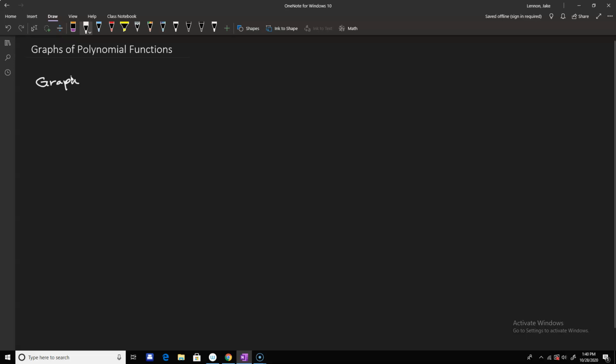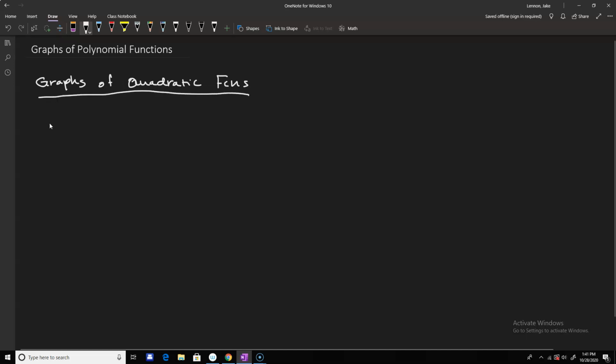So remember, a quadratic function is just a degree 2 polynomial. So let's say, given f of x equals ax squared plus bx plus c. The following is known as the vertex formula, and it's really all you need to know to be able to graph a quadratic.